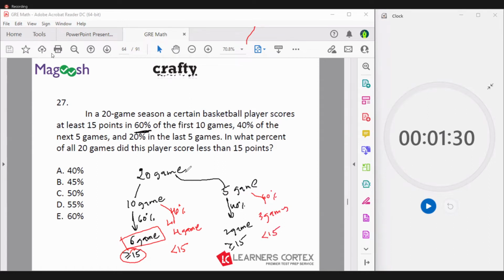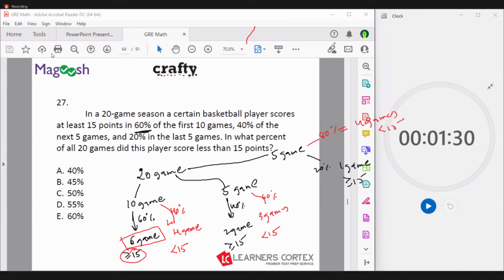Okay, then it says in the last 5 games, 20% of the last 5 games. So 20% of 5 games is 1 game, and in that the player is scoring at least 15. So the rest would be 80%, which is basically 4 games, and the player is scoring less than 15.